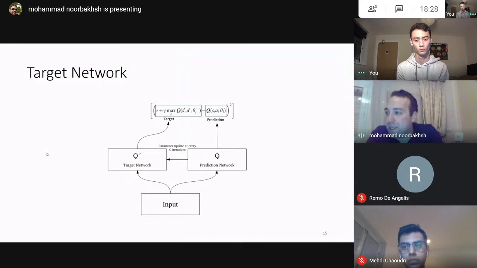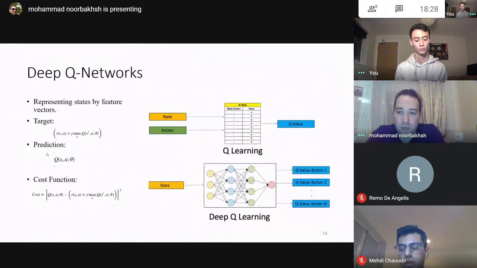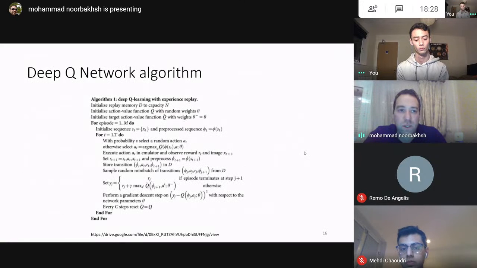Again, this makes the target values more stable, and so we can train this network to generate Q value functions for us. So this is the whole algorithm for the deep Q network algorithm, which was introduced by DeepMind in 2015.